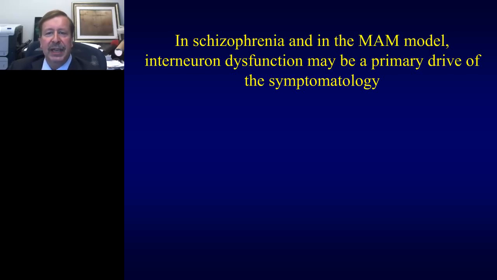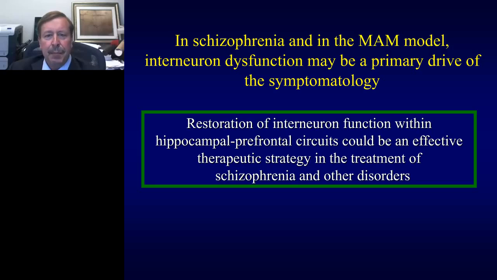So in schizophrenia, as in the MAM model, interneuron dysfunction may be a primary driver of symptomatology. If we can restore interneuron function, we could have an effective therapeutic strategy to treat schizophrenia and potentially other disorders that involve these types of interneuron dysfunctions.